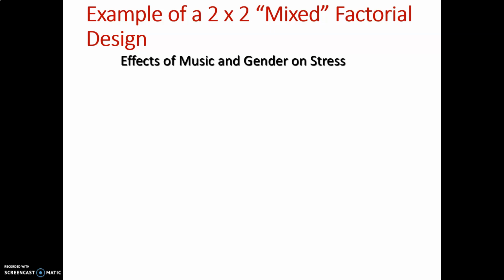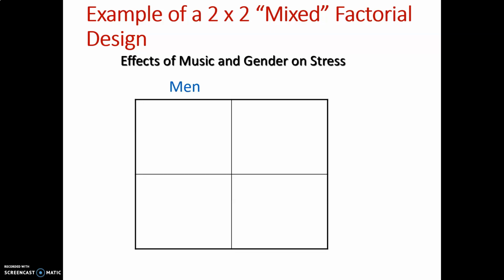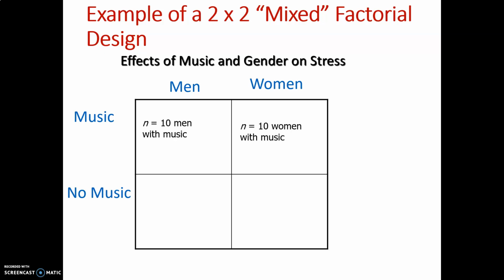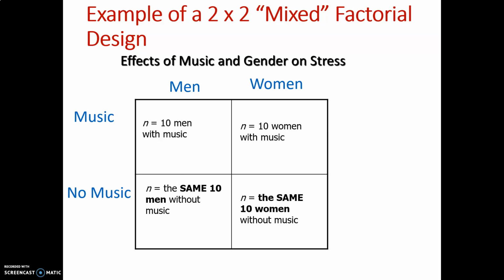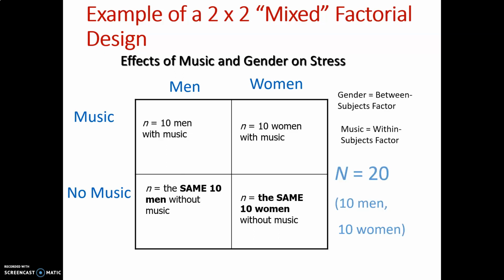So here's an example of a mixed factorial design. We would have men and women who first take music and then not music, and we ask them their stress levels. So we have 10 separate men here, 10 separate women here, but then we have the same men repeat our study and the same women repeat our study. So gender is between subjects, music is within, and we only need half the sample size as if we used a completely independent subjects design.